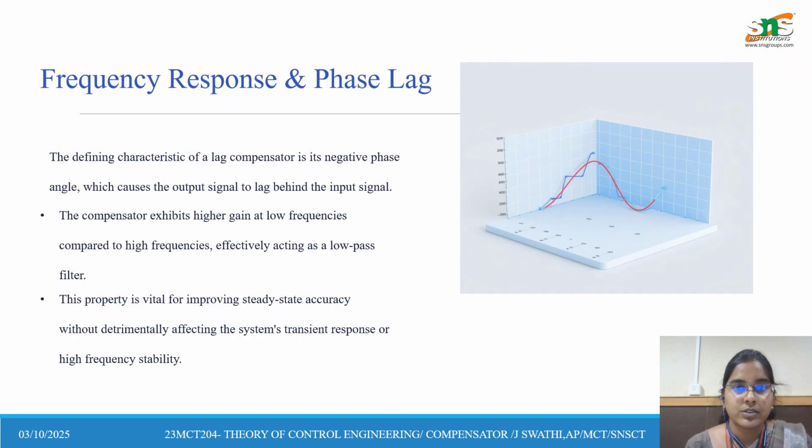On frequency response and phase lag, the compensator exhibits higher gain at lower frequencies compared to higher frequencies. This property helps in improving the steady state accuracy without detrimentally affecting the system's transient response or high frequency stability.